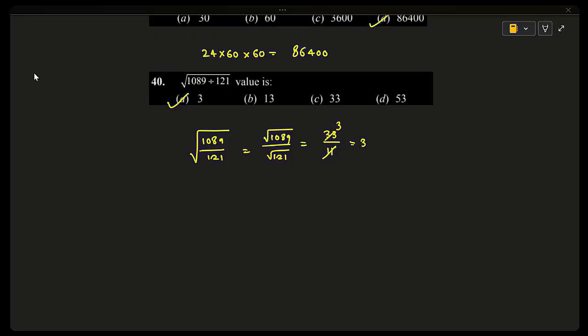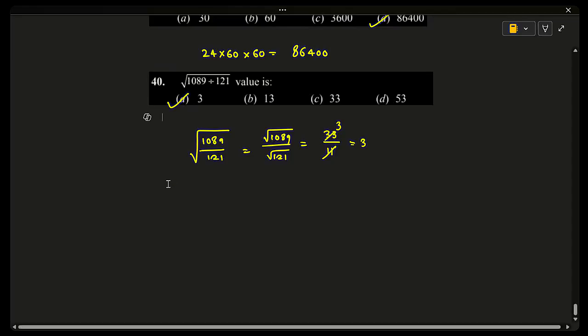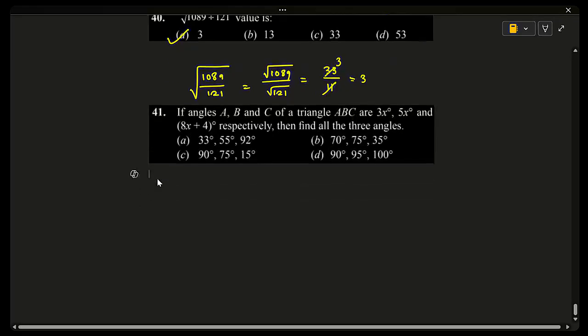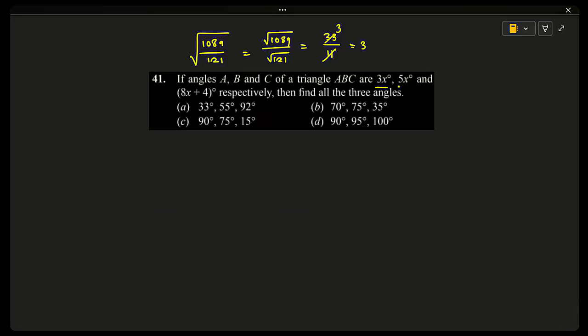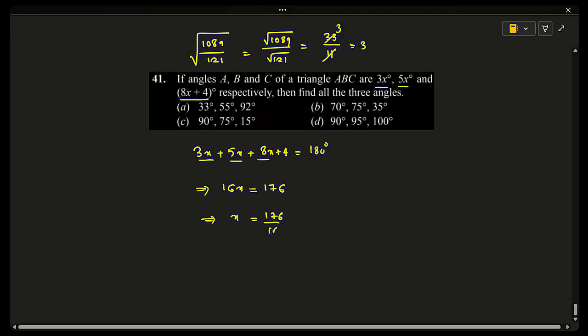41. If angles A, B, C of a triangle are 3x, 5x, and 8x plus 4 respectively, find all the angles. We know the angle sum property, that is the sum of all the angles, 3x plus 5x plus 8x plus 4, is going to be 180 degrees in the triangle. 3x, 5x, 8x, it's going to be 16x. Plus 4 you transpose to the right: 180 minus 4 is 176. Transpose 16 to the other side, it will divide. 176 divided by 16, we got x value is 11.